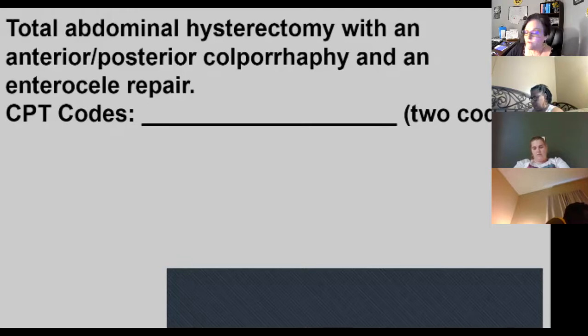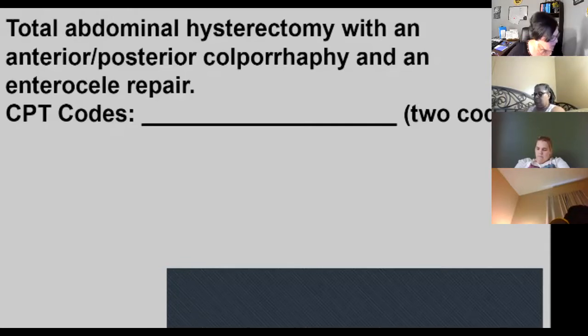What is the code? 58150. Yes. Okay. Now what's our second CPT? What is our second procedure? Anterior, posterior, colporrhaphy, and an enterocele repair. So what did we actually do? The colporrhaphy, right? Y'all don't pick on me for not saying that word right. Colporrhaphy. There you go.